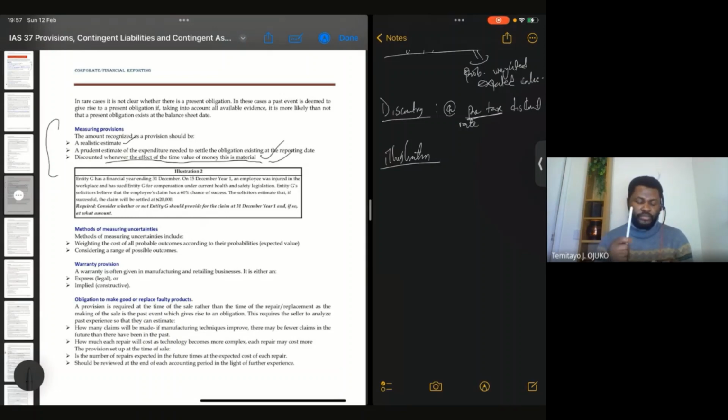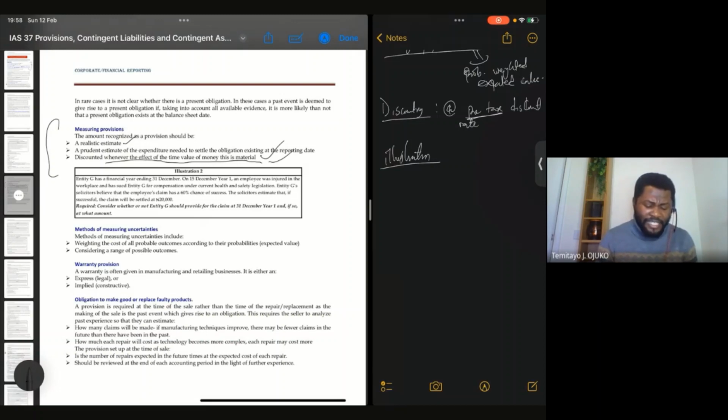Two, it is probable that payment will be made. Then three, the amount can be estimated reliably. Now, let's look at this question.